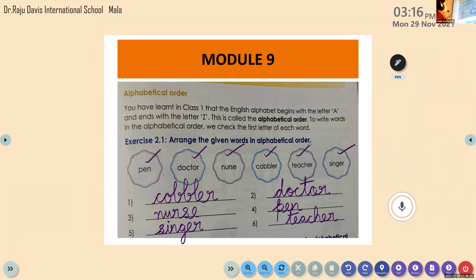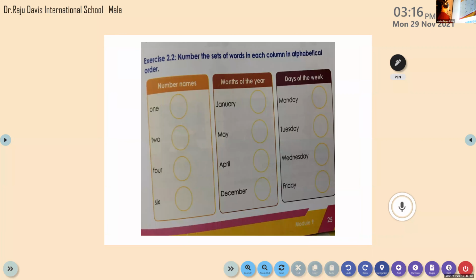Did everybody write down all the answers properly? Please check before we move on to the next exercise. Check it. Please check it, all of you. Done? Okay. Let's move to the next exercise.